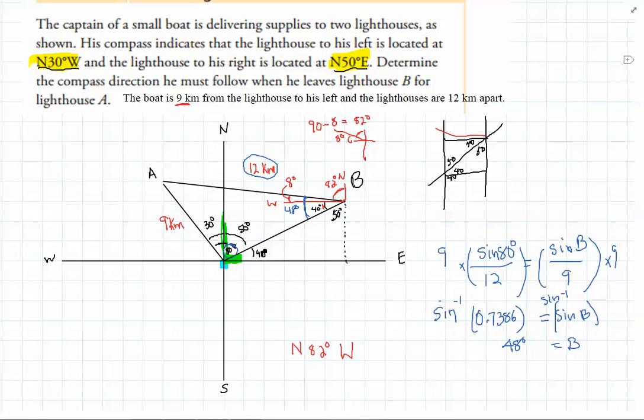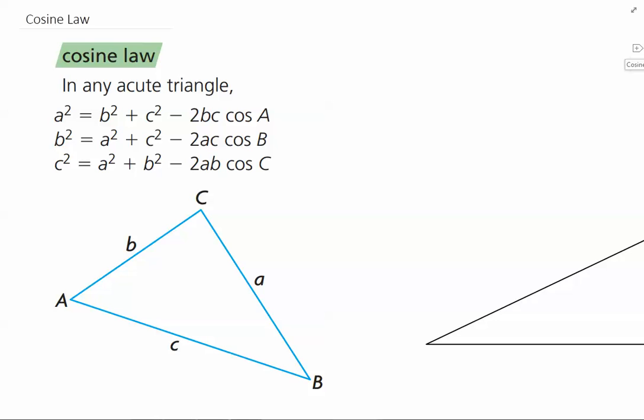I'm going to go on now to the cosine law. So here's our cosine law. It works in any acute angle. If we're looking for side A, we take A squared is equal to B squared plus C squared minus 2BC times the cos of angle A. So notice if I am looking for side A, I deal with A here, and the angle opposite is over here. The other two sides fill in the other spaces.